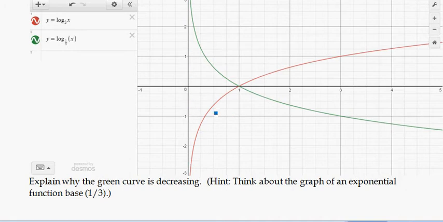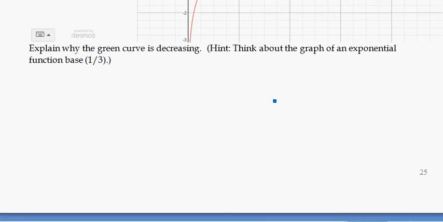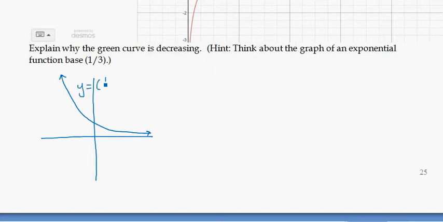And this red one looks a lot like the one I tried to draw above. But what's going on with this green one? When the base is 1/3, why is it decreasing? To understand that, we really just have to think about what the function 1/3 to the x looks like. Remember, 1/3 to the x is exponential decay, so it's going to have this sort of shape.